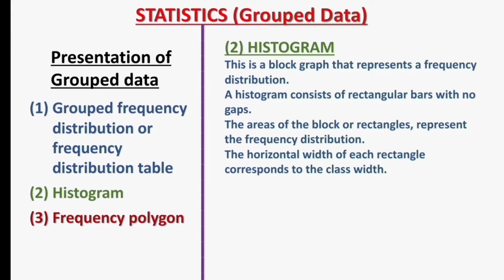Number 2, histogram. This is a block graph that represents a frequency distribution. A histogram consists of rectangular bars with no gaps. The areas of the blocks or rectangles represent the frequency distribution. The horizontal width of each rectangle corresponds to the class width.